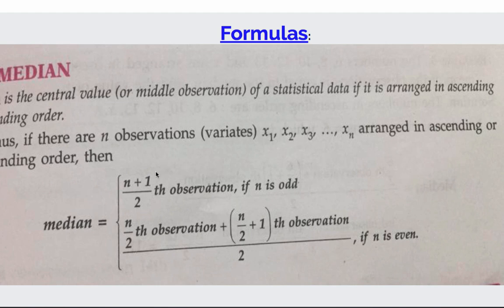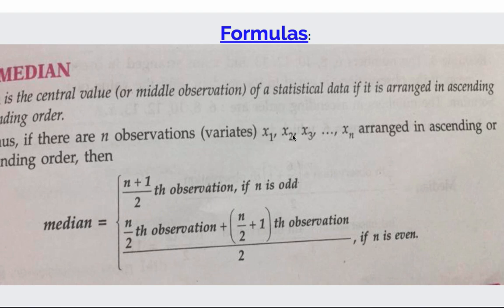So how do we get that? Basically the general formula is n plus 1 upon 2. Here I have taken n as 7 observations. So for 7 observations, 7 plus 1 upon 2, that is 8 by 2, which is 4. So that means the fourth observation is the median, the middlemost observation, the middle value or the central value. It will be the fourth observation.